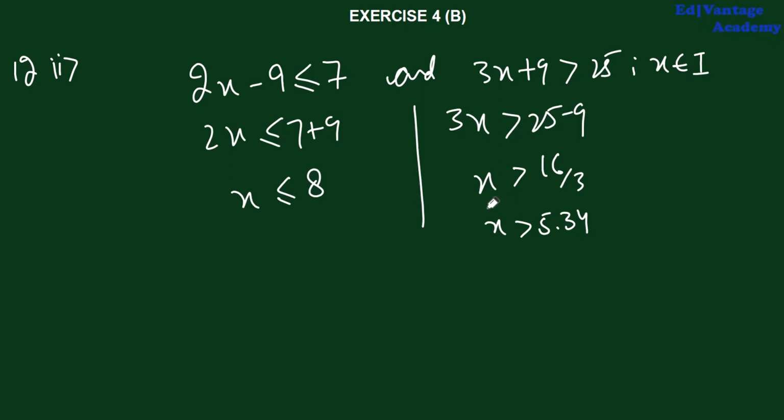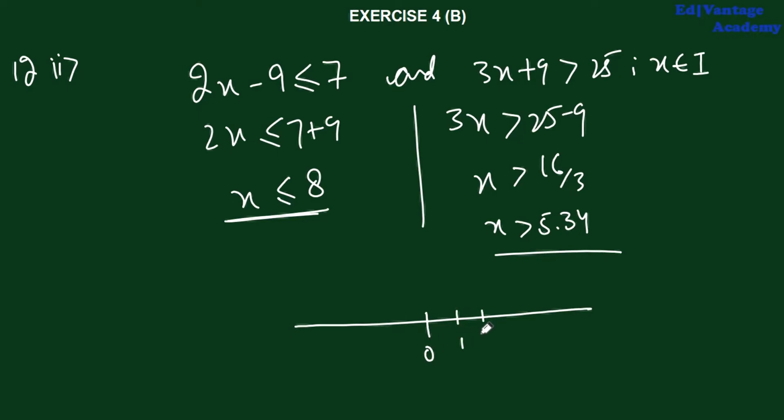5.34. So same values as the previous question, but see the difference: here x was less than 8 and here x is greater than 5.34. So based on these two answers, these two values, we'll see what the graph will be. 1, 2, 3, 4, 5, 6, 7, 8. That's enough for this. So please plot this graph with your scale, not freehand, and these should be 1 unit each, equal.